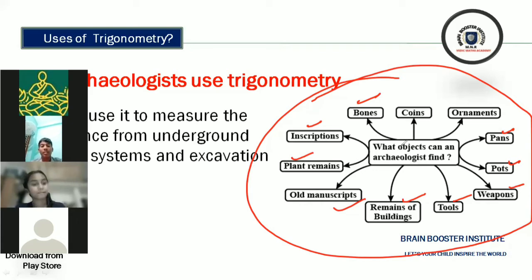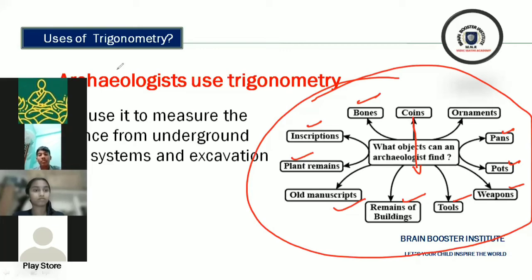Wonderful, trigonometry. So we can find the depth, children. At what exact depth the ornaments are there, the coins are there, and the pots are there. By using trigonometry only, archaeologists can find all these things here. And the next, children, see.